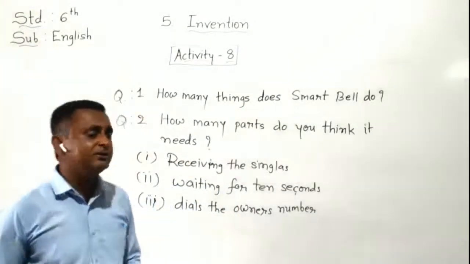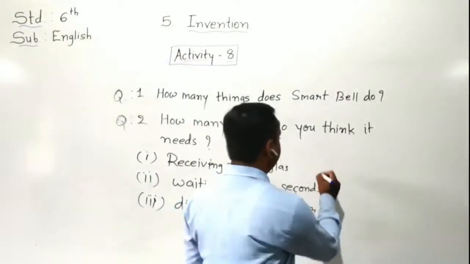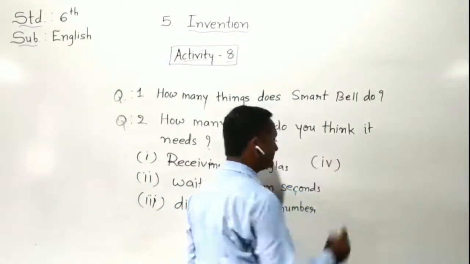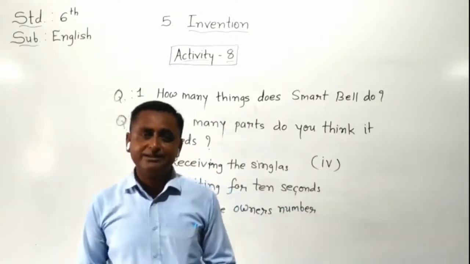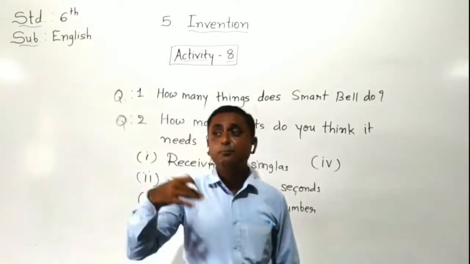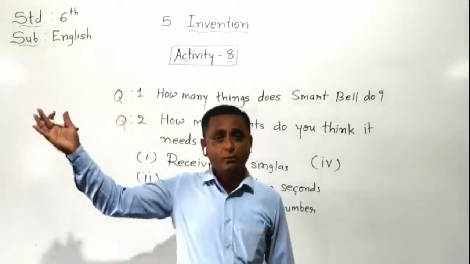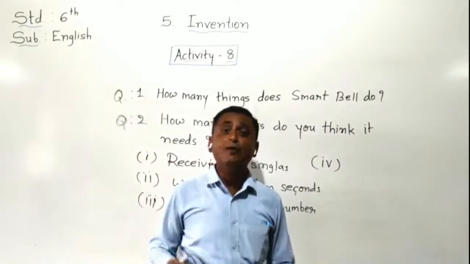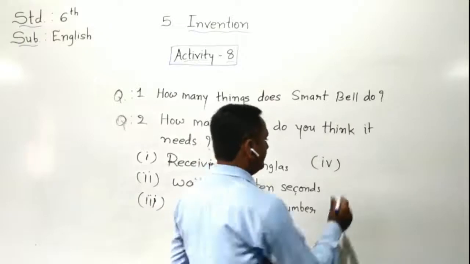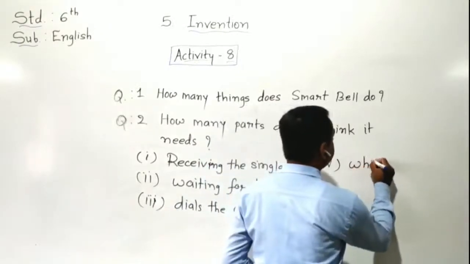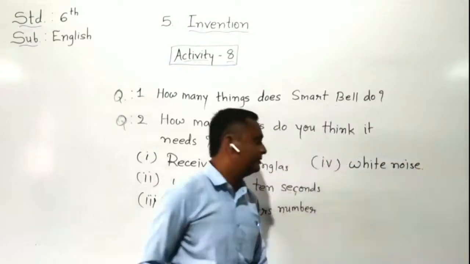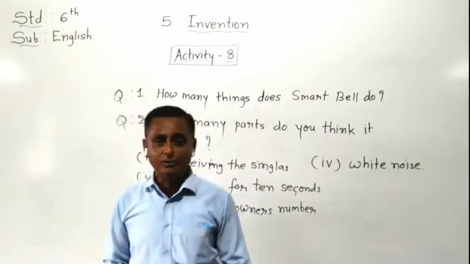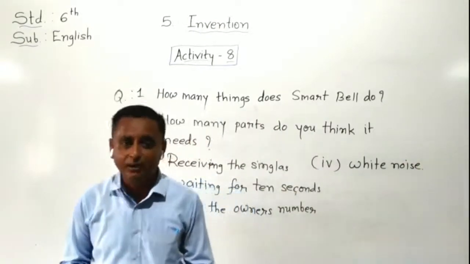Now the fourth step we have to discuss. The fourth step is creating white noise simultaneously while dialing the phone number of the owner. It creates white noise here. Can you understand? It creates white noise while dialing the number of the owner.